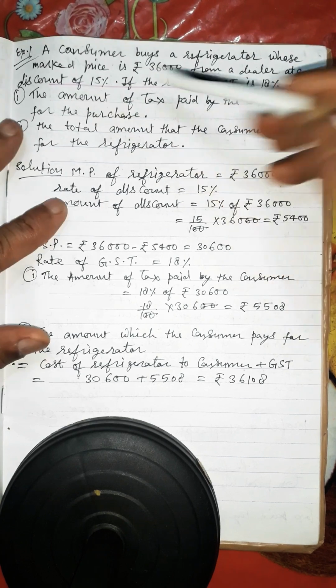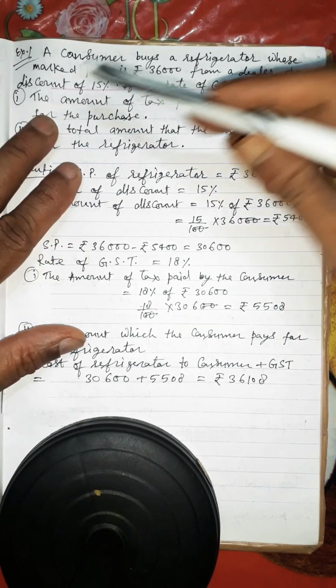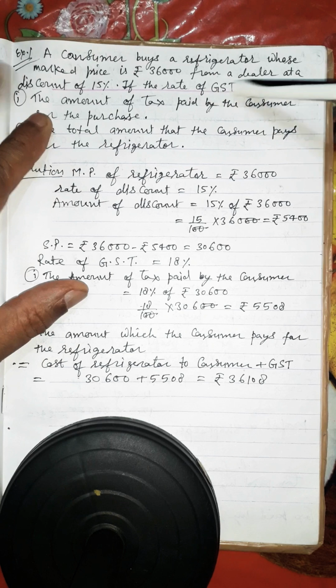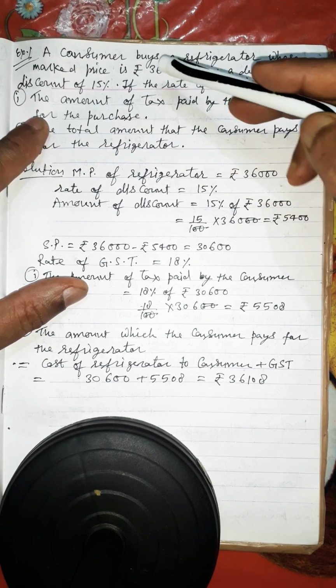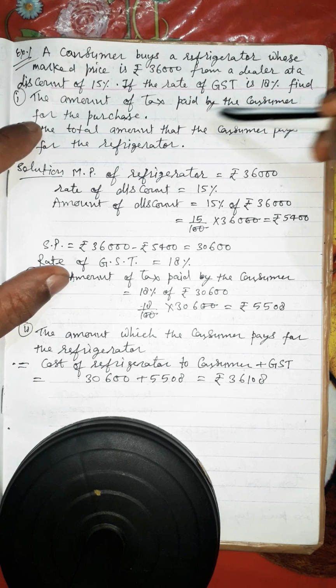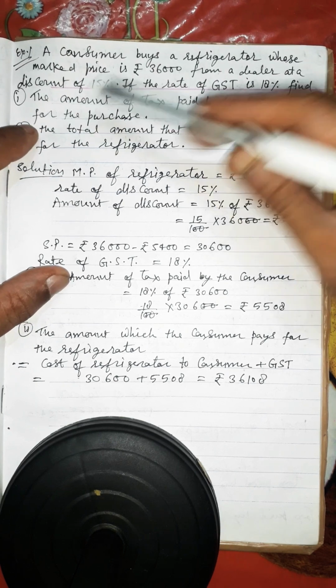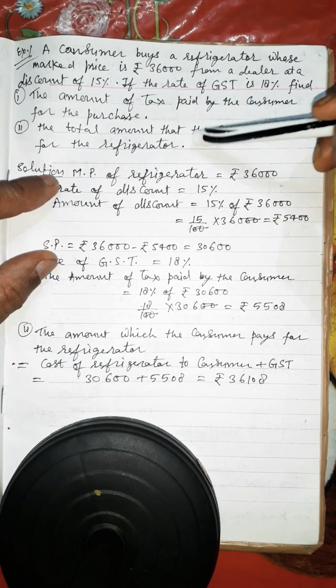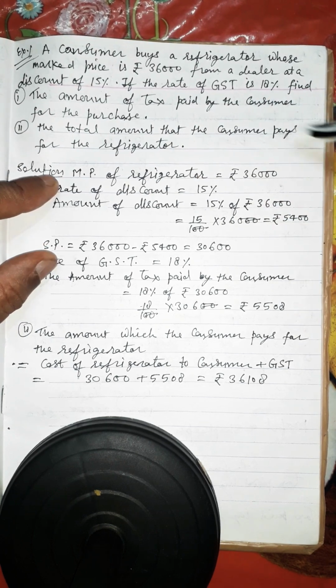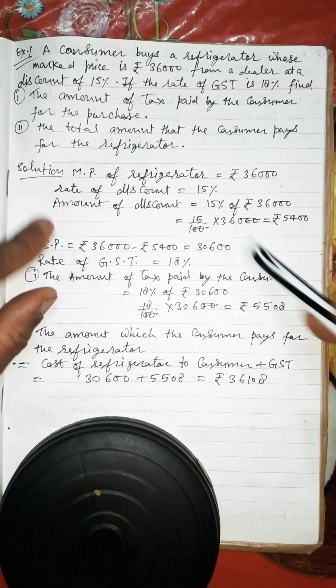First sum. A consumer buys a fridge whose marked price is 36,000 from the dealer at a discount of 15%. If the rate of GST is 18%, find the amount of tax paid by the consumer for the purchase and the total amount that the consumer pays for the fridge.